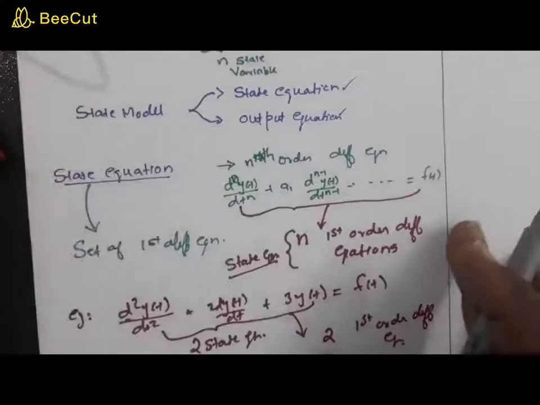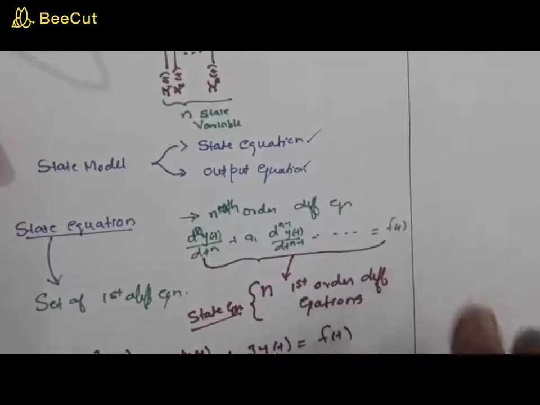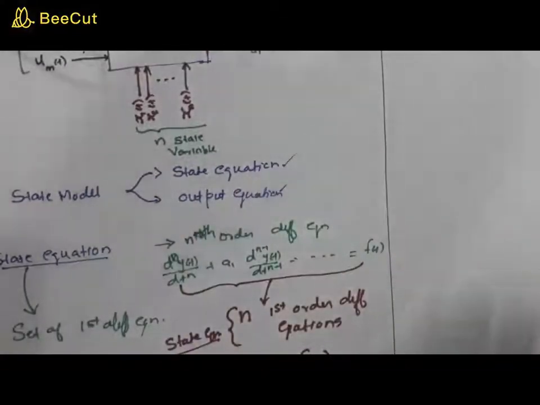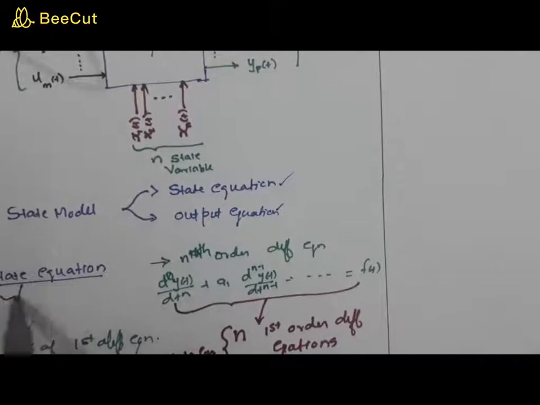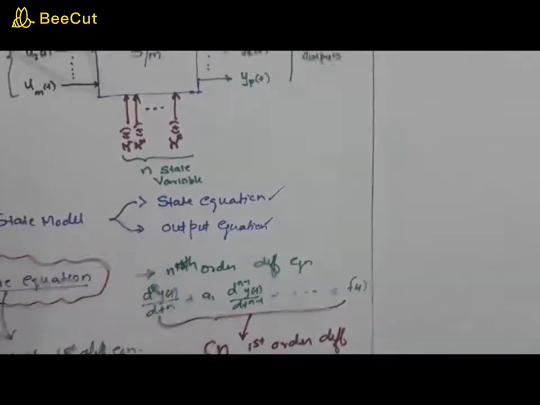So that is the logic behind this. How will you obtain the state equation? The state equation is obtained from the nth order differential equation by which that system is described. The logic is that you will be decomposing that into a set of first order differential equations, and they are called the state equations. Okay, right?